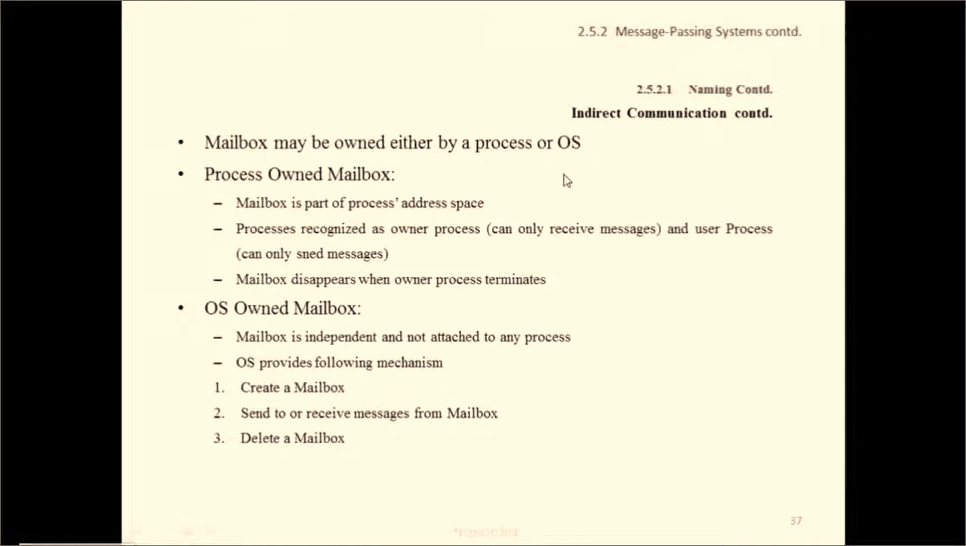A mailbox may be owned either by a process or by the operating system. Two possibilities: mailbox creation is done by the operating system, but it can be possessed by a process. For example, you can create a WhatsApp group. WhatsApp allows you to create the group, but you are the owner of it. That is the admin. The process owns a mailbox. The mailbox is part of the process address space.